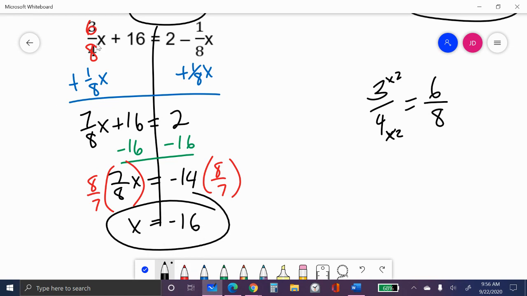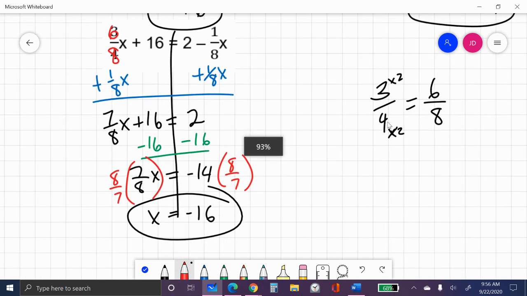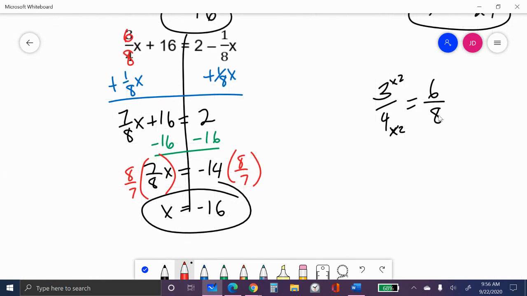So remember, with these, it's important to have a common denominator. In order to get a common denominator, take a look. Okay, we got 4. How does that become 8? You multiply that bottom by 2. Whatever you do to the bottom, you also have to do the top. And that's how I get 6/8 to become there. All right.